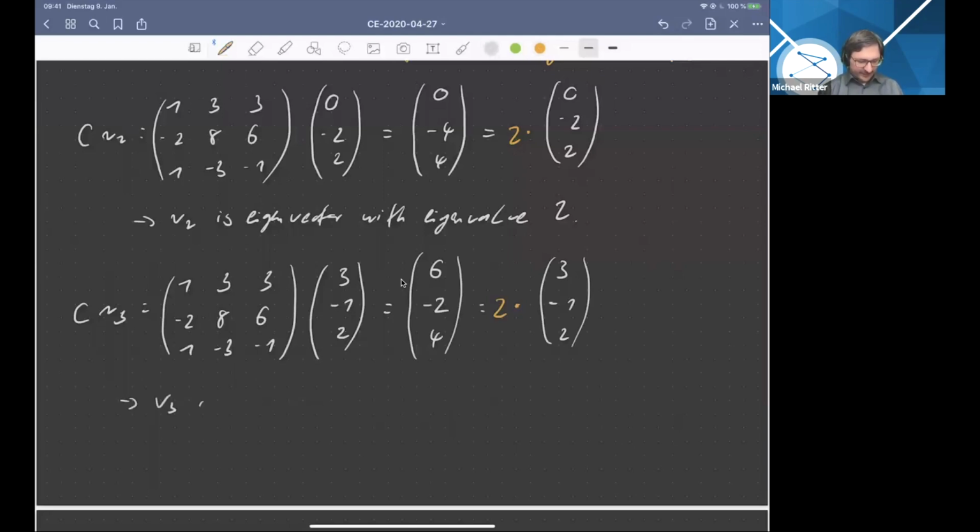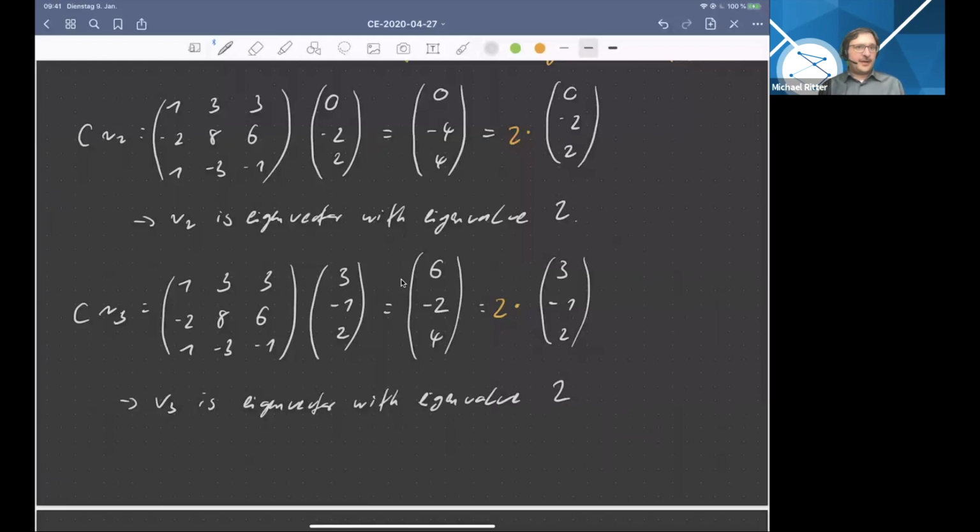So V3 is an eigenvector with eigenvalue 2. And what you can see here is that there may actually be different eigenvectors for the same eigenvalue. And in fact, not just different, but also linearly independent. So in this case, for the eigenvalue 2, there are 2 linearly independent eigenvectors.